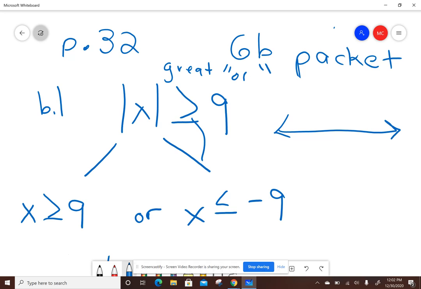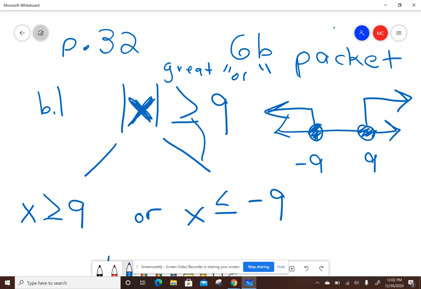And when we graph this, it's either going that way, or it's going this way. And that's your classic or inequality. And when we think about it, the absolute value is greater than 9. So it means any number, even though -9 is not greater than 9 and -10 is not greater than 9, when you take the absolute value of those numbers, they are. So anything to the left of -9 and anything to the right of +9.